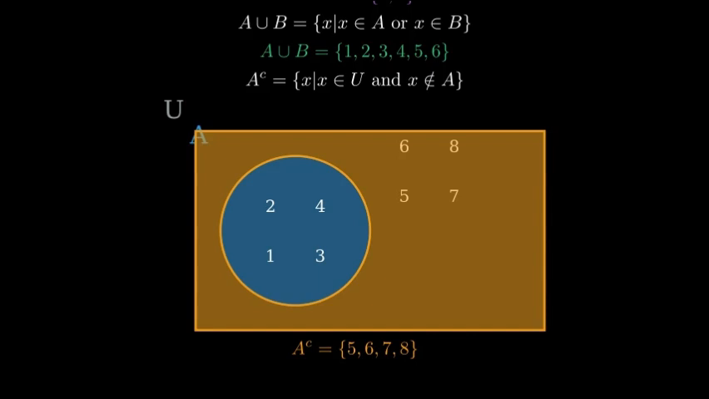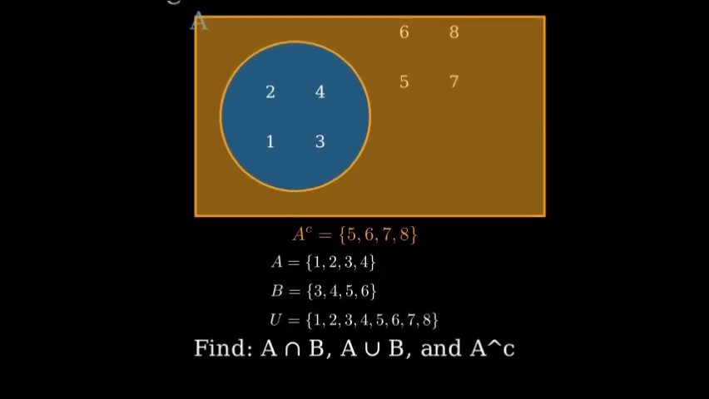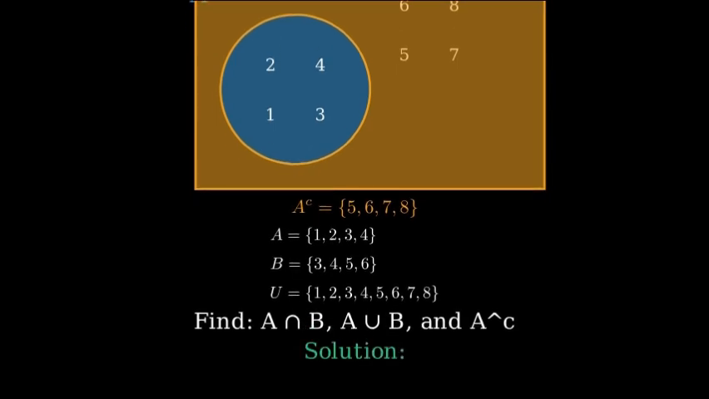Let's solve a set problem using these relations. Consider sets A equals {1, 2, 3, 4} and B equals {3, 4, 5, 6}. Find A intersection B, A union B, and A complement if the universal set is U equals {1, 2, 3, 4, 5, 6, 7, 8}. We've already found these answers earlier.